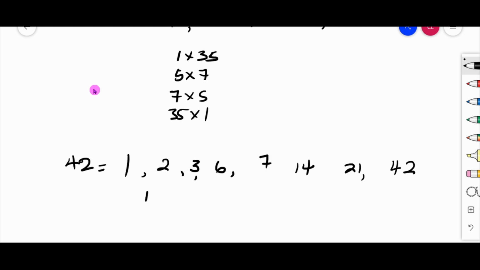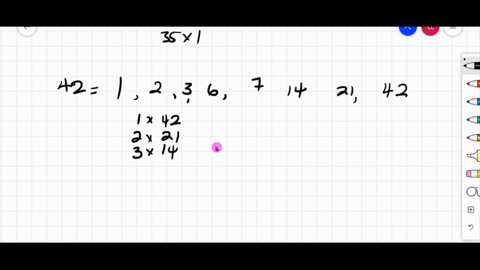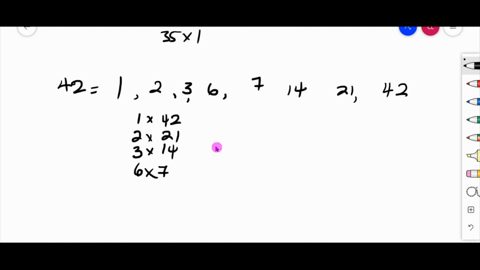So we have 1 times 42 give you 42. 2 times 21 would give you 42. 3 times 14 would give you 42 as well, right? And 6 times 7 would give you 42. And if we reverse these, we would get the same thing. 7 times 6, 14 times 3, 21 times 2, and 42 times 1. Next one would be 57.